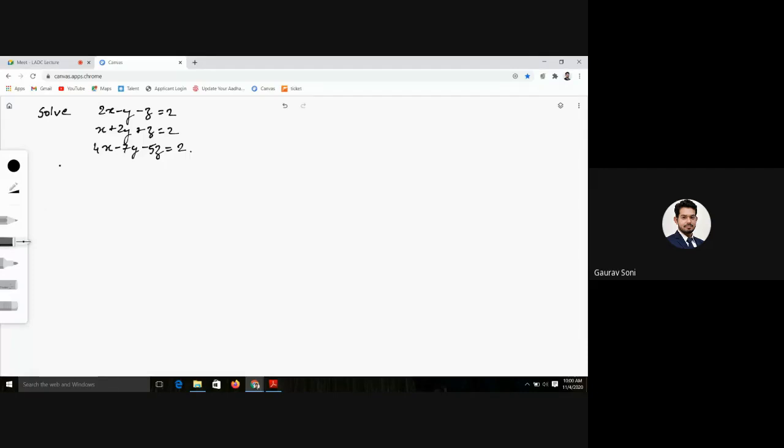So first of all, the matrix form. The matrix form will be 2 minus 1 minus 1, 1 2 1, 4 minus 7 minus 5. I'll directly go for augmented, as you can do those calculations, and in augmented form what I have to do is write the coefficient matrix, vertical line 2 2 2.